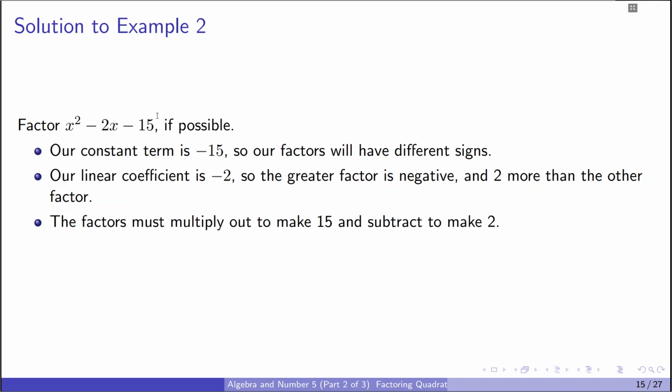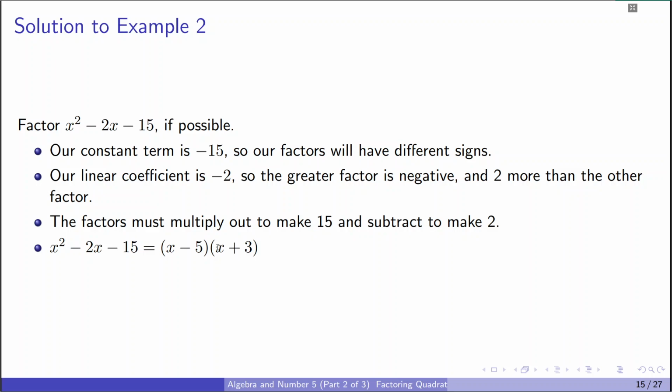So what numbers multiply to make 15 and subtract to make 2? The factors of 15 are 1 and 15. Those multiply to make 15, but when you subtract them, you get 14. The other pair of factors are 3 and 5. They multiply out to 15, and when you subtract 5 minus 3, you do get 2. Because our cross term is negative and 5 is larger, 5 gets the negative sign, 3 gets the positive.